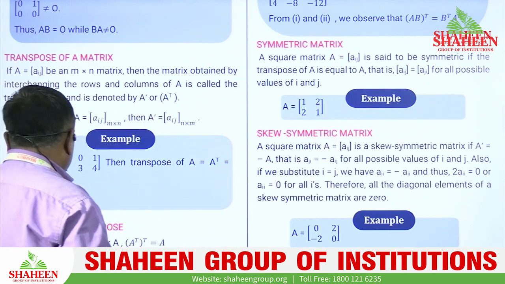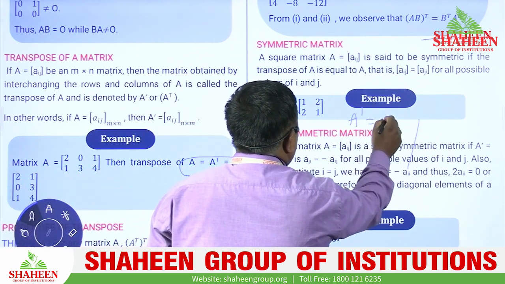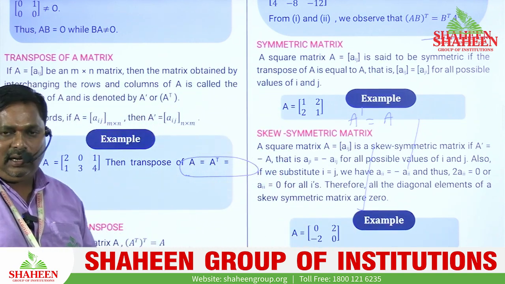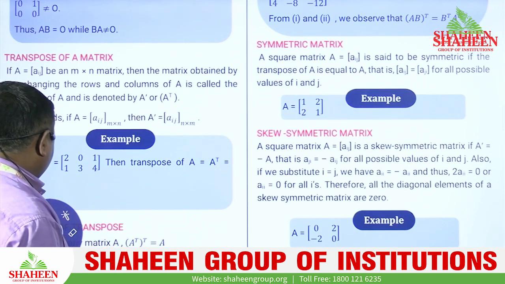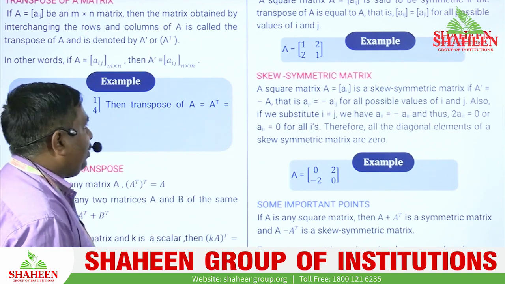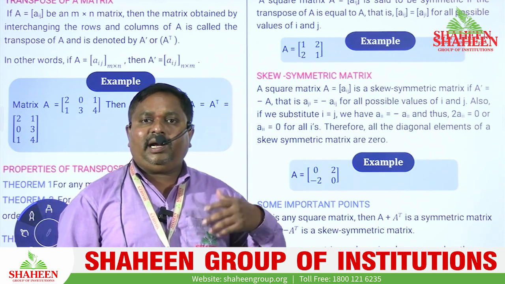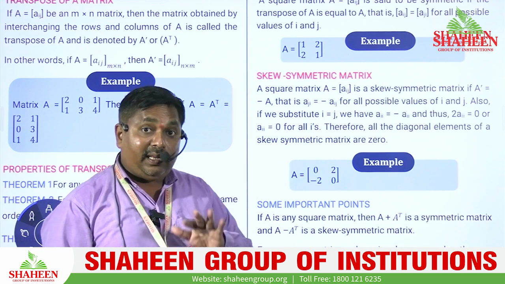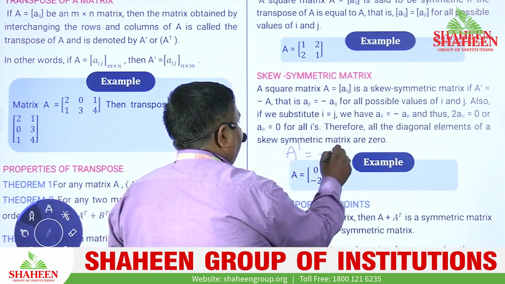Here, if A transpose is equal to matrix A, then the matrix is called a symmetric matrix. Similarly, next is the skew symmetric matrix. A square matrix A is called a skew symmetric matrix if A transpose is equal to minus A. If we transpose this matrix A, then we should get minus A.